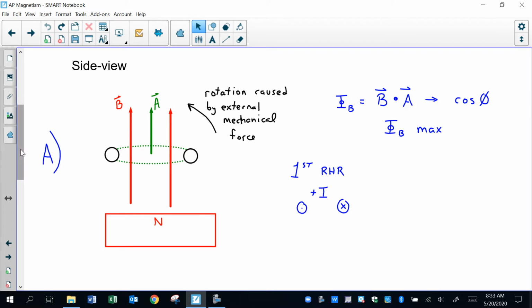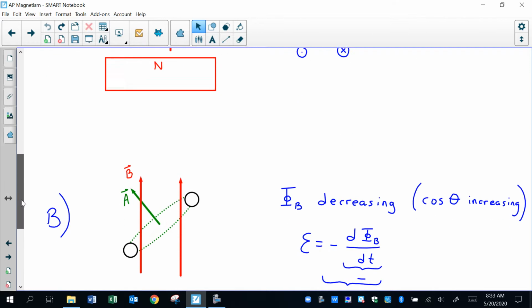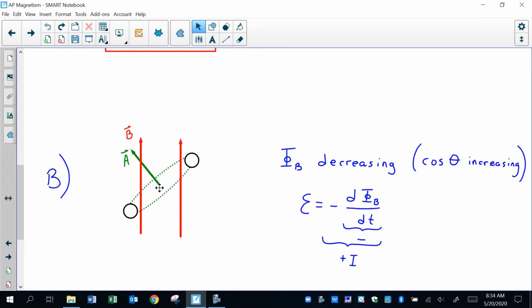So what we're going to do is we're going to start the rotation. Here we go. There it is. So we have rotated this thing slightly to our left, counterclockwise. We have just changed the angle. We said that at A, we are maxed out, so which means we have to have a decrease. So we have a decrease in our flux because our angle is increasing. So I get a negative rate change in my flux. I have a negative sign out front.